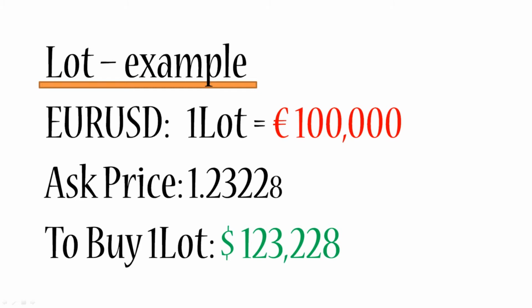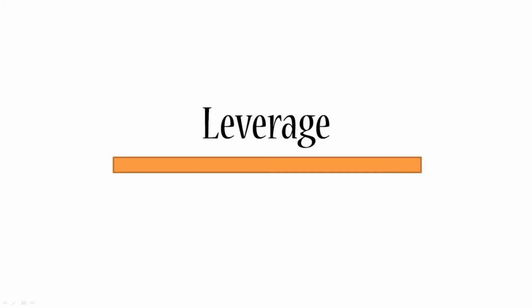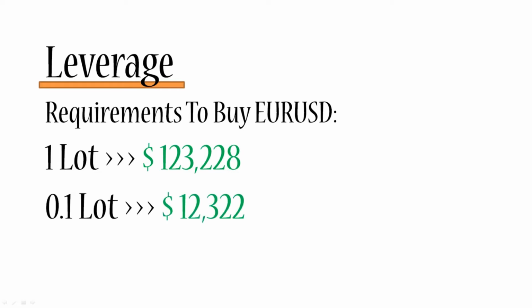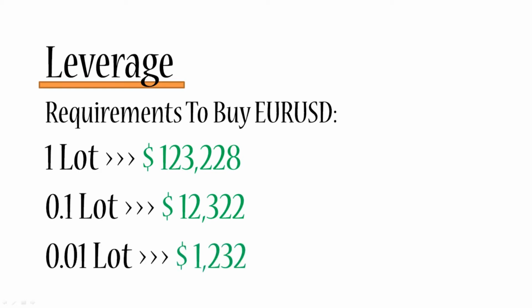So obviously this number is astronomical, and when we come to trade the Forex market, we don't have such money. How can we still trade the Forex market? Well, we'll find out about that when we talk about leverage. So, leverage. As we discussed, in order to buy or sell 1 lot of euro dollar, you need 123,228 American dollars on your account, which is a lot of money. But even in order to trade with 0.1 lots, you need 12,000 American dollars. And in order to conduct the smallest transaction possible, a micro lot, 0.01 lots, you still need $1,200 on your account.